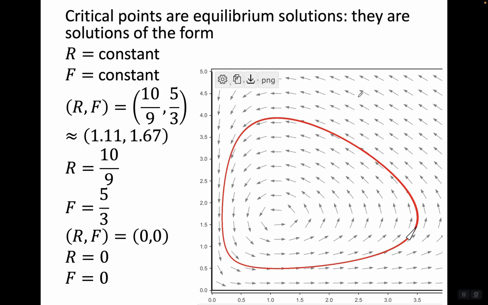Critical points are what we call equilibrium solutions. In other words, they are solutions of the form r equals some constant and f equals some constant. So one equilibrium solution we saw was r equals 10/9, f equals 5/3, about 1.11 and 1.67. That's the point in the middle right over here. So that's the point we talked about earlier. Another equilibrium solution would be 0, 0. So those are your two equilibrium solutions.